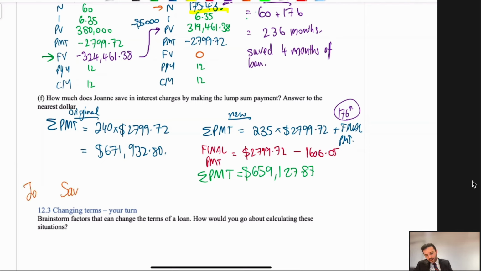We can say Joanne has saved in total $12,804.93. Now that is remarkable. Think about that. Only 5 years into this loan, she put in $5,000 of her own money that she must have saved or something like that. And in doing so, she saved $12,800 extra of interest that the bank would have originally charged her. So you can see the effect of putting more money into your home loan early.